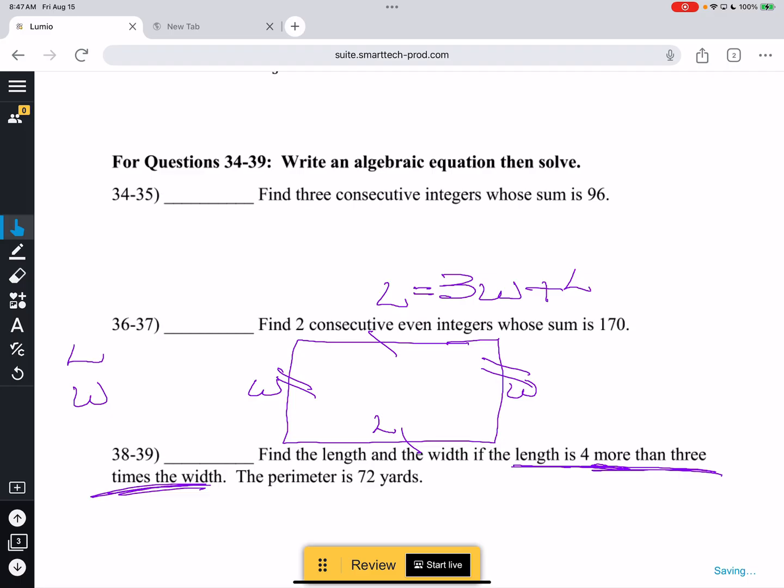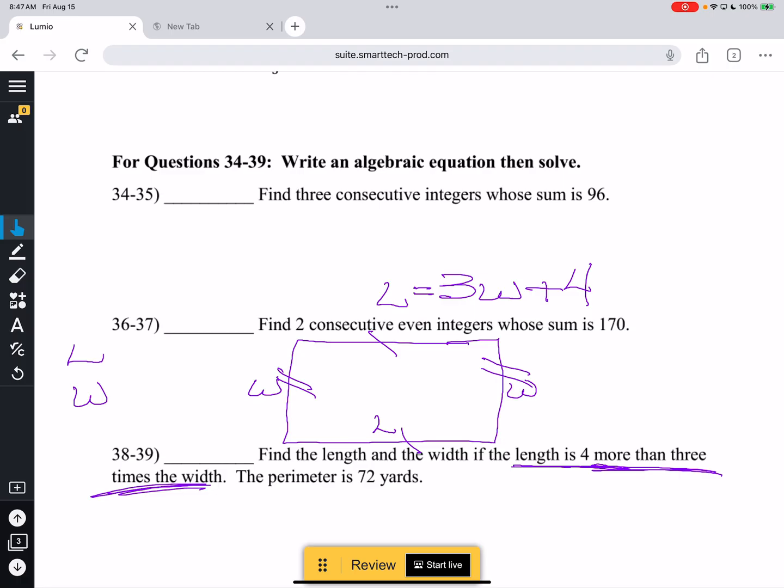Perfect. Now, W obviously is representing width. So we know from our reading, they don't tell us anything more about the width being different in any sorts. So we'll just use W for width, but for length, instead, we'll write 3W plus 4 every time we need to use the variable L for length.